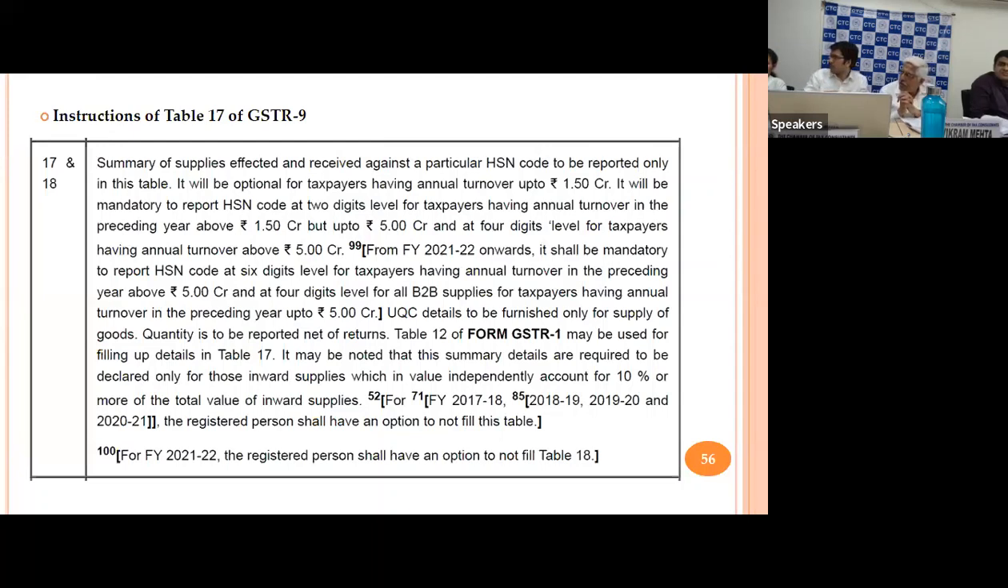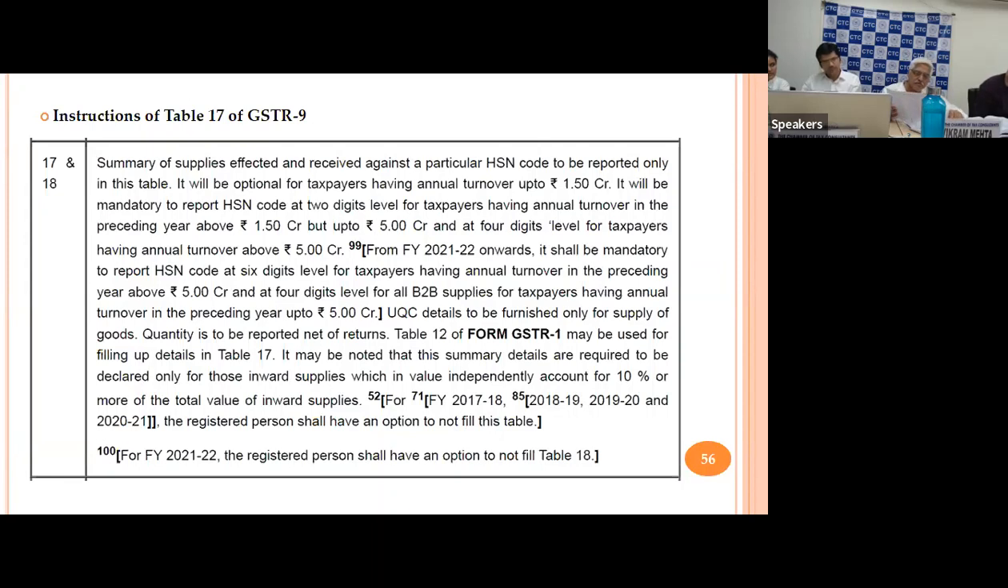Sir, in this table 17, we have to mention taxable value. So do we need to give details of interest income in this table, because the taxable value is zero only? There is no quantity, only the HSN, and the taxable value will be zero. So is there any point in giving the HSN of the interest in table 17 in that case, or can we ignore it? Especially for services, there is no quantity as well.